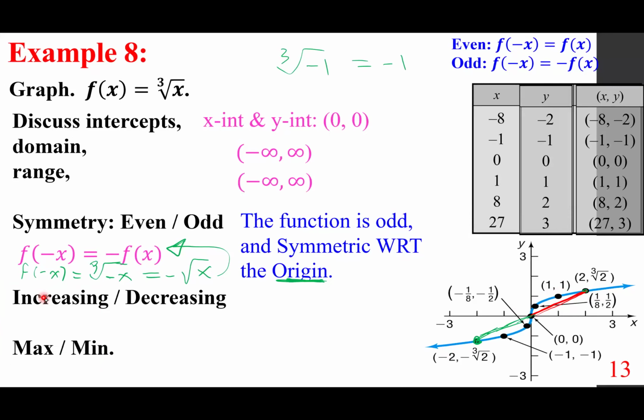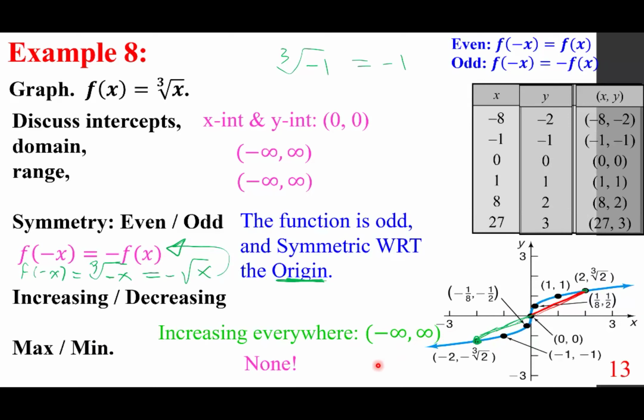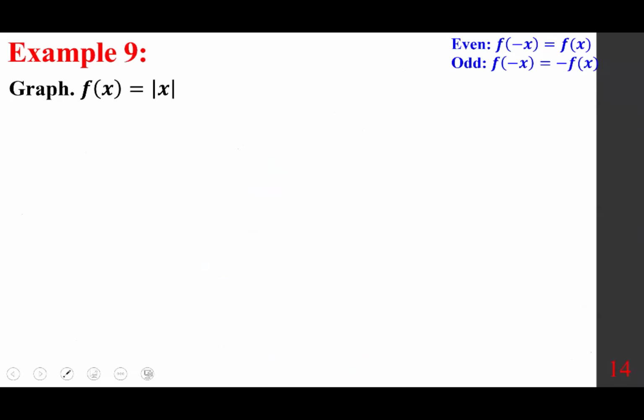Is this increasing? Is this decreasing? I hope you see that you recognize it's increasing everywhere from negative to positive infinity. Do we have a max and min? We don't have a max and min. For max and min, you have to pinpoint a number. When x becomes large, so does y. X goes to infinity, y goes to infinity. When x becomes small, y becomes small. X goes to negative infinity, y goes to negative infinity. That is the concept of the end behavior of a function.